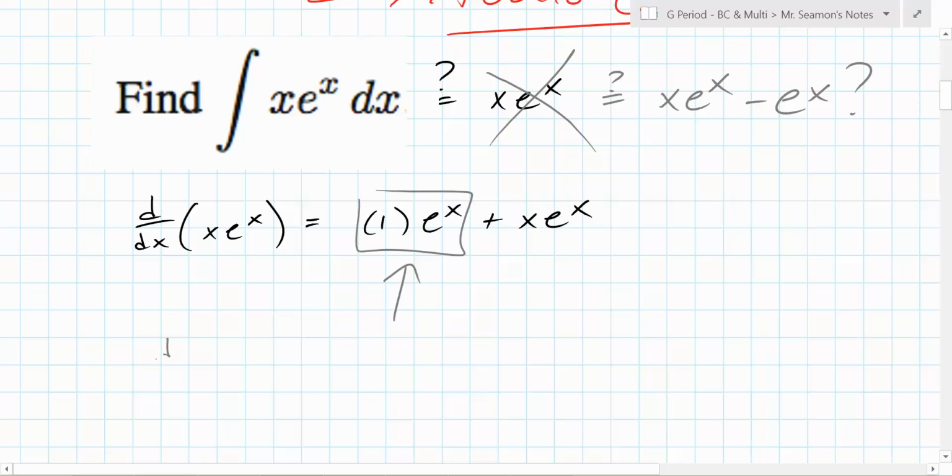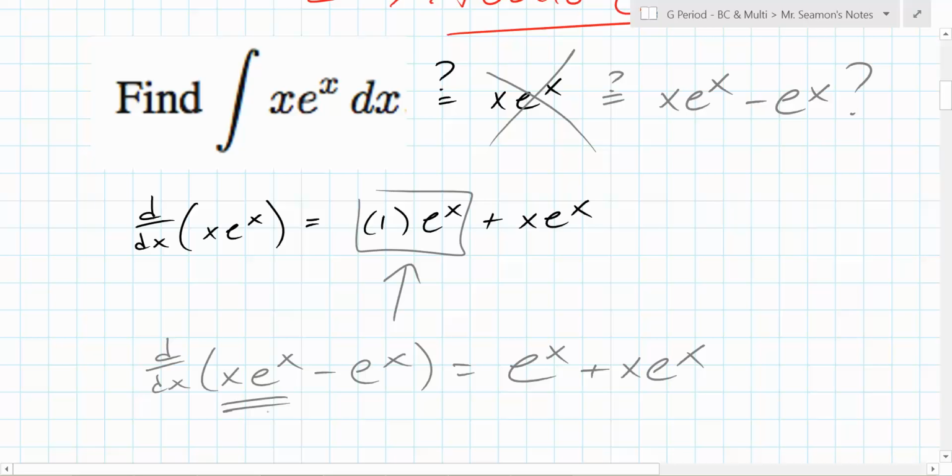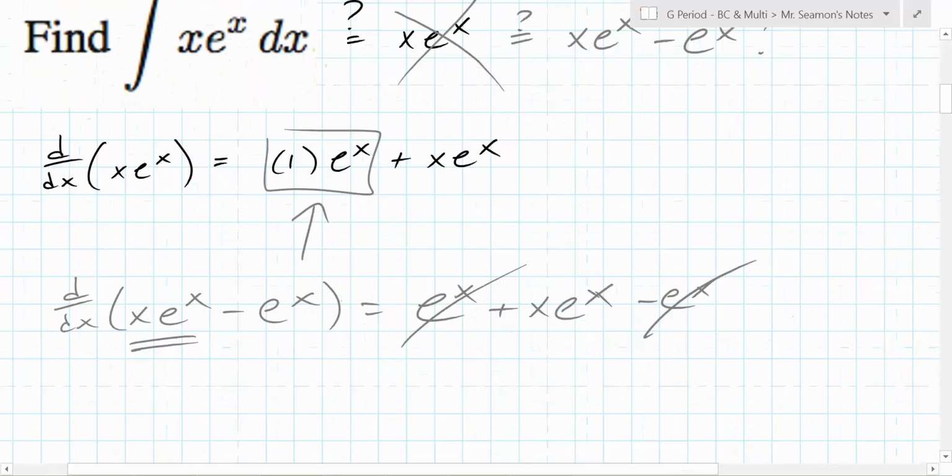What happens? We do d dx of x e to the x minus e to the x. What does that come out to be? Well, that's e to the x plus x e to the x. That's the derivative of the first part, right? And then what's the derivative of minus e to the x? Minus e to the x. Oh, does it actually work? Yeah, it does actually work, and you end up with what you want.